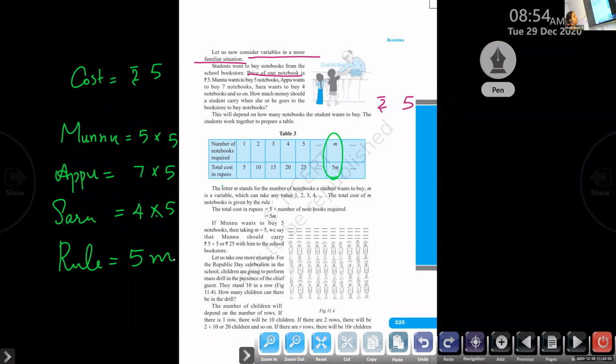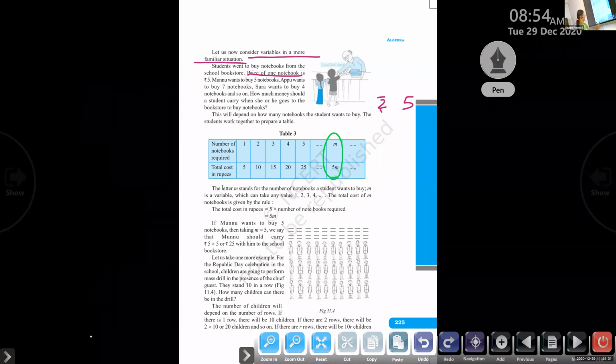Cost of notebook is not changing. Ma'am, only the number of notebooks changes. Yes. The cost in rupees, the total cost, will change according to the number of notebooks each child requires. Isn't it? Okay, children, did you understand? Yes, ma'am. So that was our example from real life situations.